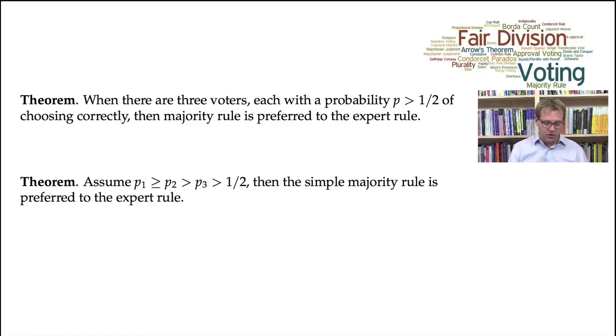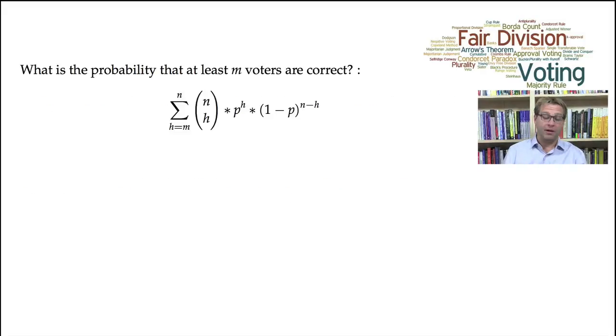Now, if we assume that our voters have different probabilities, we can also prove that majority rule is preferred to the expert rule. The calculation is a bit more complicated, but it's still relatively straightforward. Well, we're about ready to set up and state the Condorcet jury theorem. In order to understand it, we have to understand how to answer the question, what is the probability that at least m voters are correct?